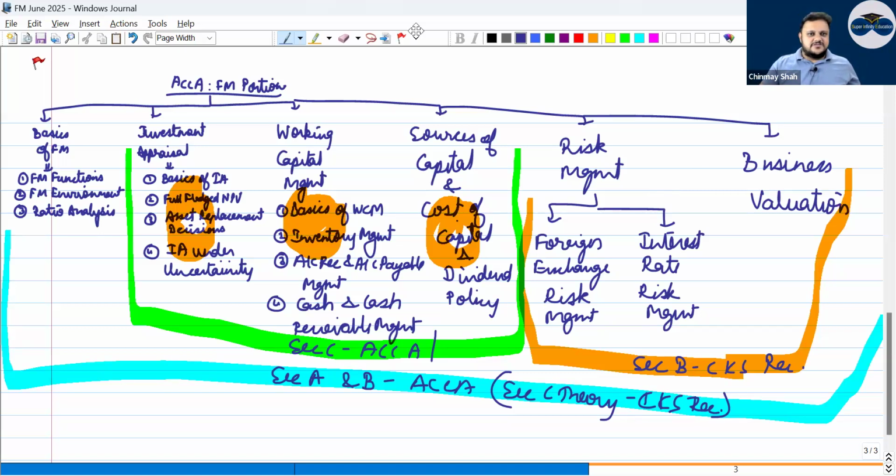Don't mug up things, correct? Mugging up won't help, right? So have a look. Are you okay with this? Tell me. This is section C, practical part. This is my recommendation. Okay, so this is how your section A, B and C is panned out. Anyone having any doubt here?